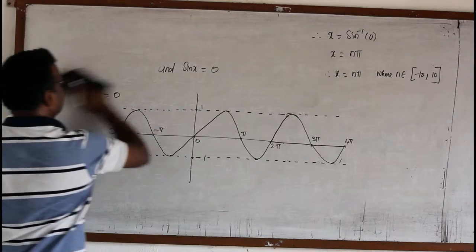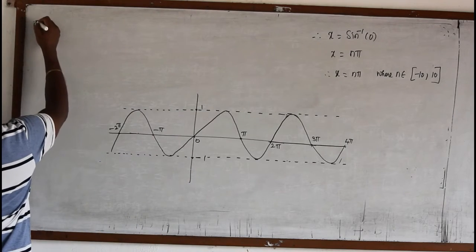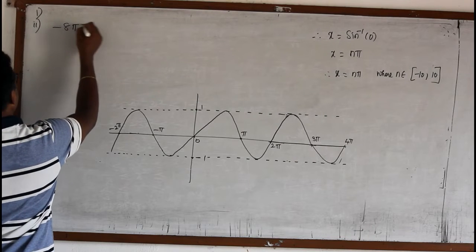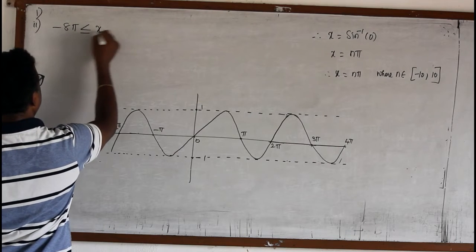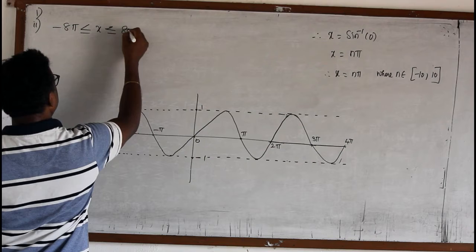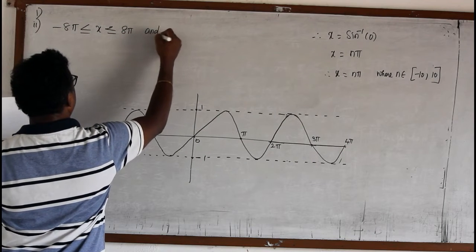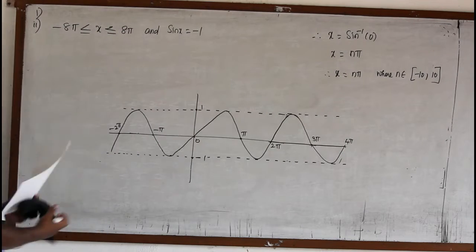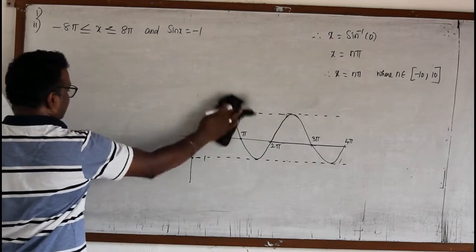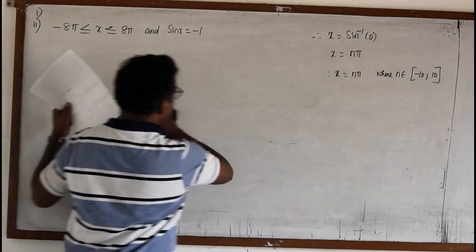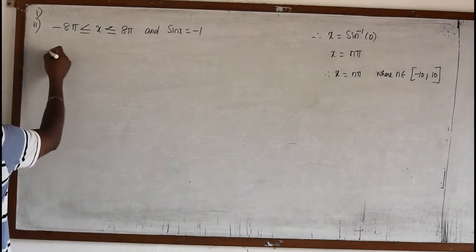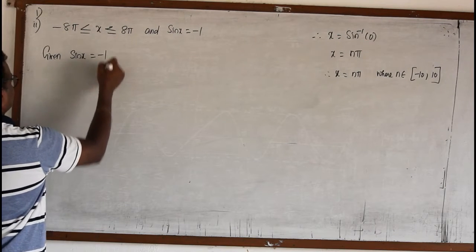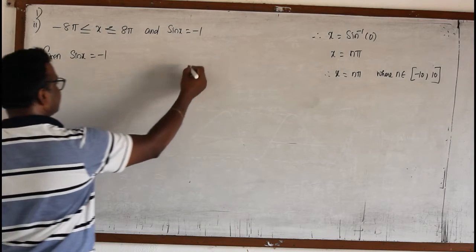Now, second one, under 1. Minus 8 pi less than or equal to x, less than or equal to 8 pi, and sin x equal to minus 1. Now, let me have the same graph but for this problem separately. Given sin x equal to minus 1.